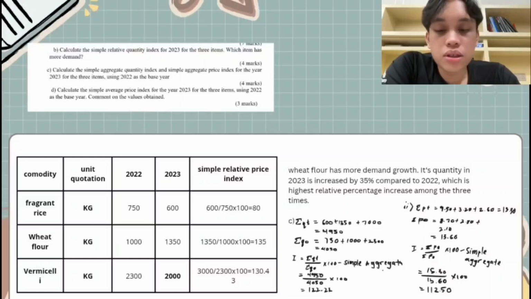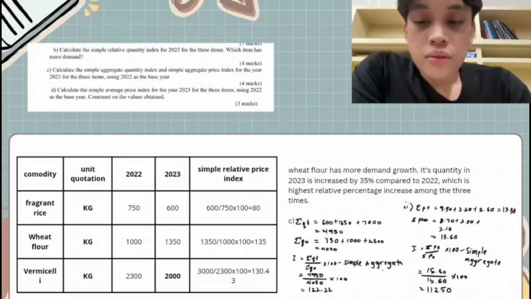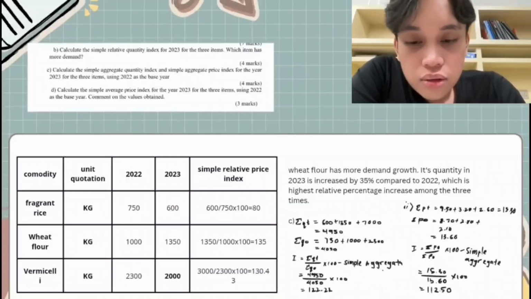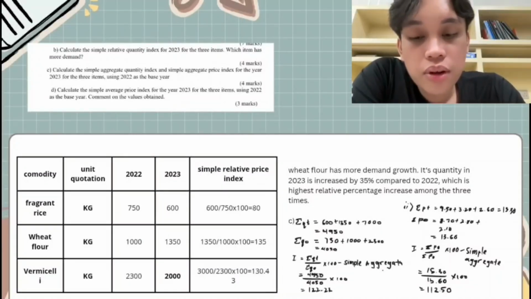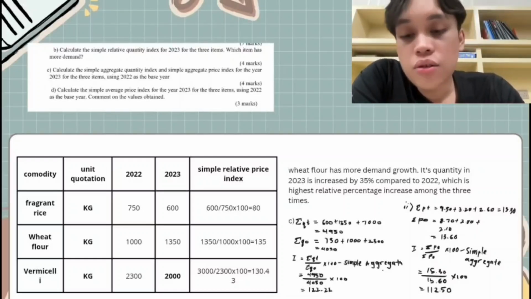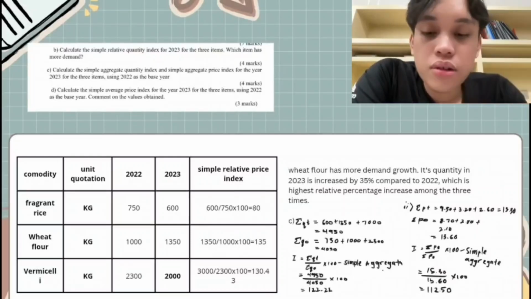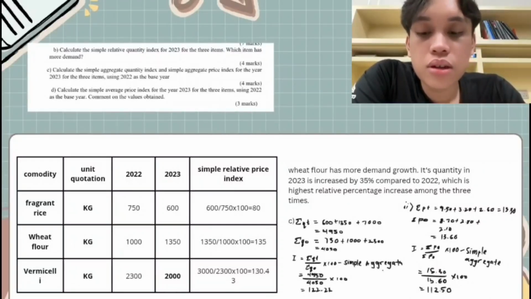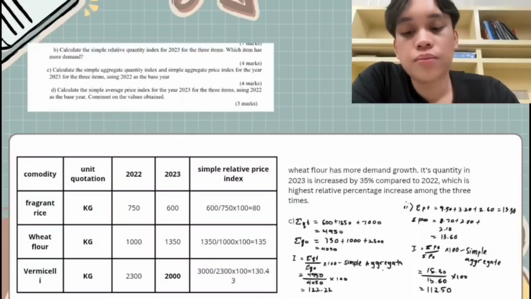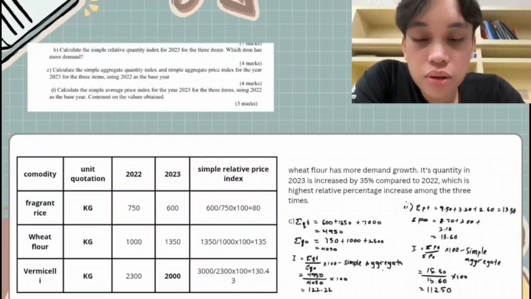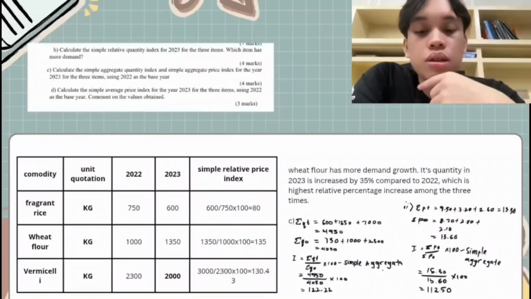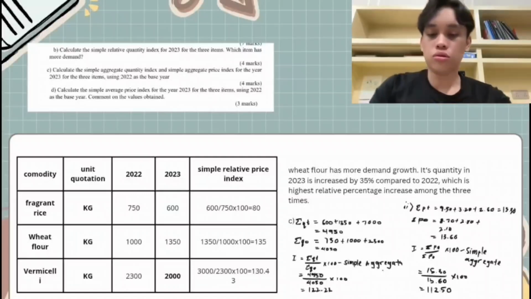Next is for the question C, we need to calculate the simple aggregate quantity index and the simple aggregate price index. First, add all the quantities. Total quantities in 2023 equals 600 plus 1350 plus 3000, which gives us 4950. Total quantity in 2022 equals 750 plus 1000 plus 2300, which is equal 4050. Now use the formula 4950 divided by 4050 times 100. The answer is 122.22. This means the total quantity purchased increased by about 22.22% in 2023 compared to 2022.